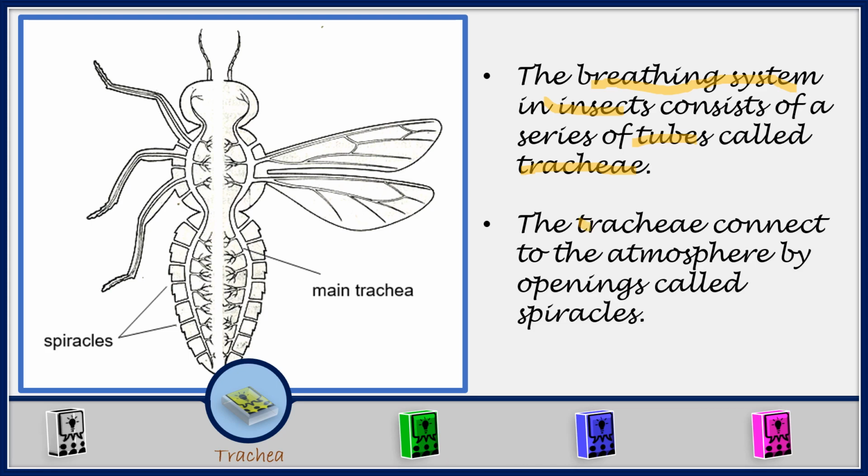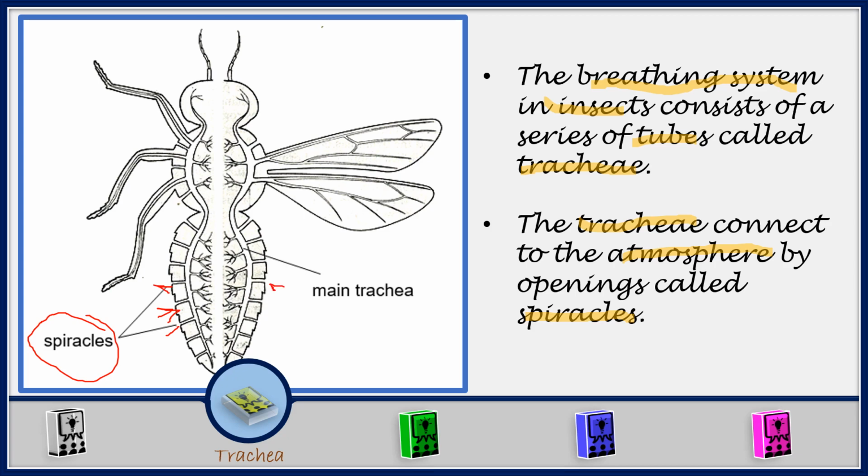The trachea connects to the atmosphere by openings called spiracles. The trachea opens to the atmosphere by openings called spiracles. Now the spiracles, they are this small area. We have this one as a spiracle. You can see these small areas there. Those are the spiracles. Those small openings are the ones that we are calling the spiracles.